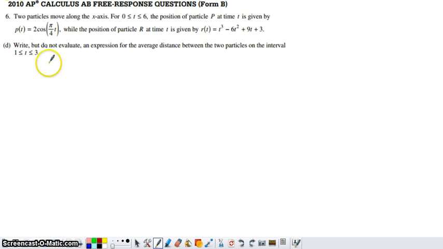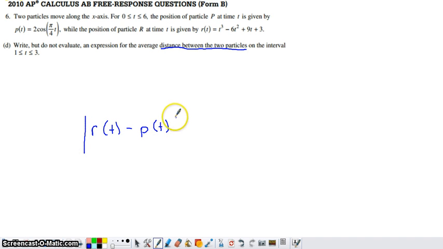In part D here, it says write but do not evaluate an expression for the average distance between the two particles on the interval from 1 to 3. Before we try to focus on average, let's focus on distance between the two particles. Well, if I take r of t minus p of t, this isn't going to be the distance between the particles. It will be the distance between the particles when particle r is further to the right than particle p is, or has a greater position than particle p. But if particle p has a bigger position than particle r, then this quantity is going to be negative.